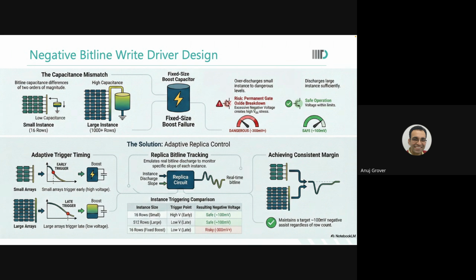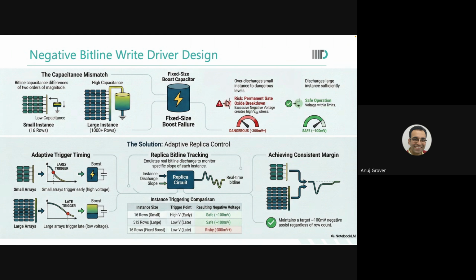How does this benefit us? How does triggering the negative bitline circuit earlier or later benefit us? Yeah, we are doing this for reliability, but how does this ensure reliability? It ensures that the voltage level does not go too negative. How? That is what reliability is. How does it ensure that?